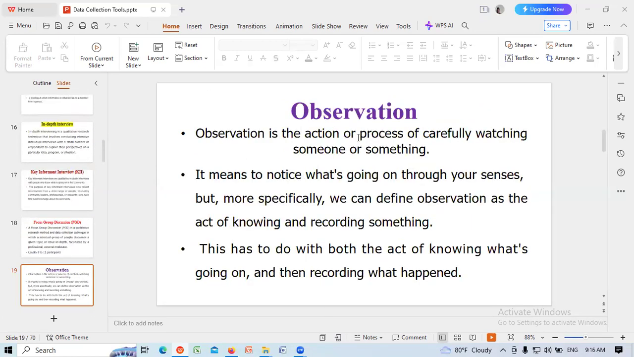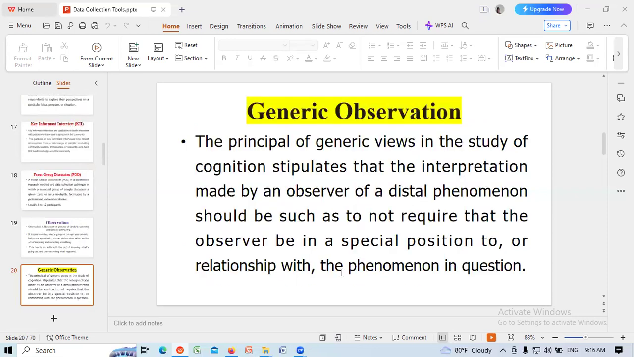Observation is the action or process of carefully watching someone or something. It means to notice what is going on through your senses, but more specifically, we can define observation as a case of knowing and recording something. This has to do with both the act of knowing what's going on and then recording what has happened.